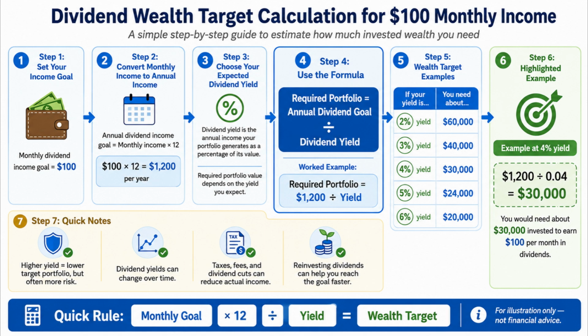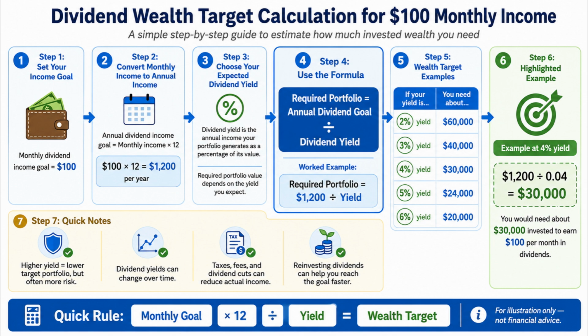In this video, we will discuss Dividend Wealth Target calculation for $100 monthly income. Many people want to know how much money they need to invest in order to receive a fixed amount of dividend income every month. So, in this short guide, we will use a simple formula to estimate the portfolio size required to earn $100 per month from dividends.